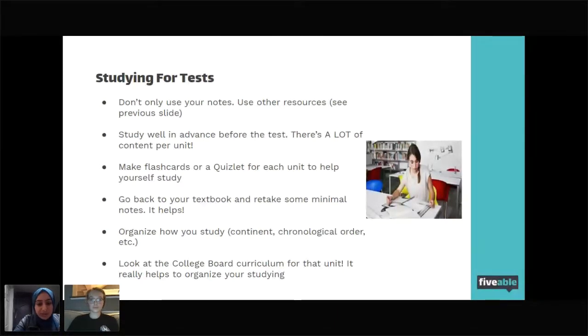Again, look at the College Board curriculum. They specifically tell you what you need to know from each time period and from each continent. So I think that would be really helpful for you to organize your studying.